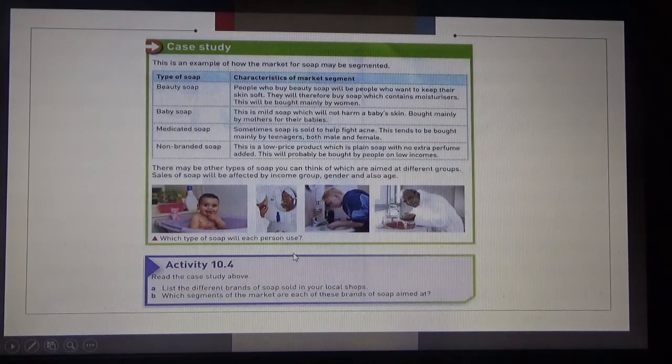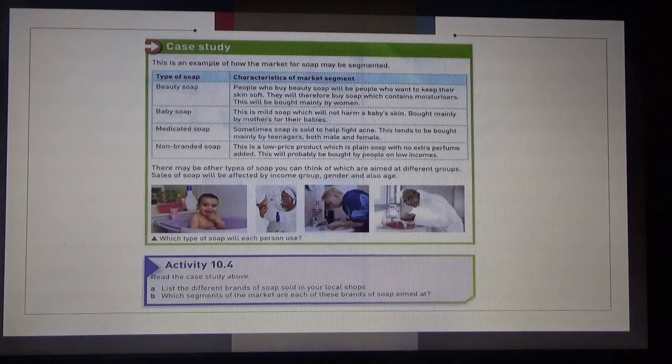I'm going to give you a task in activity 10.4. One time when mom goes to the supermarket, tag along and go with them, and try to visit the supermarket only for this purpose, to carry out this activity. What will you be doing? You're going to A, list down the different brands of soap sold in your local shops, and B, which segments of the market each of these brands of soap are aimed at. Okay, let's take this challenge.